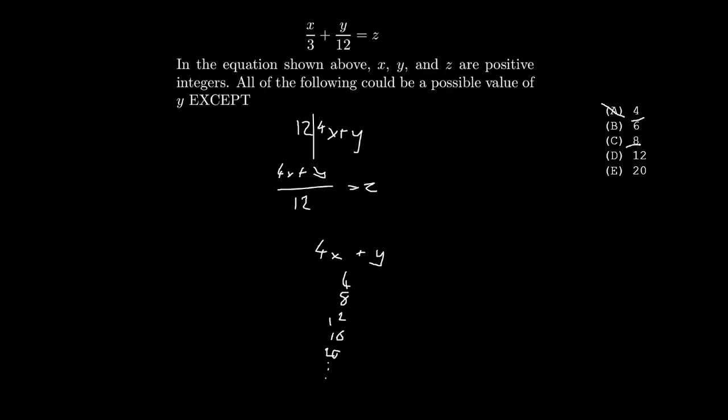If y is 8, then 8 plus 4 is 12, 12 plus 12 is 24. That is divisible by 12. Is 20? Well, yes, if y is 20, then 20 plus 4 is 24. That's divisible by 12. So our answer is B. Yeah, so that's our try-and-guess method.